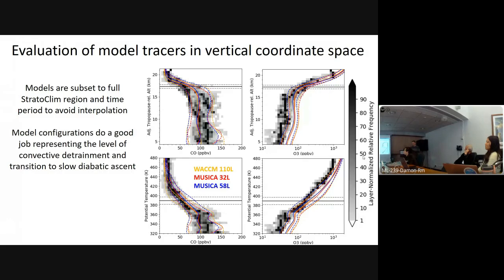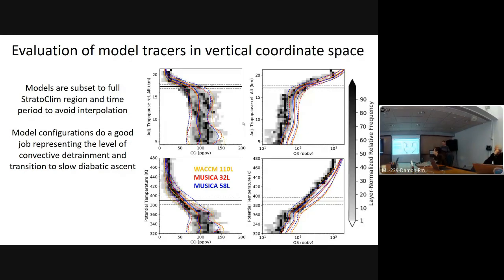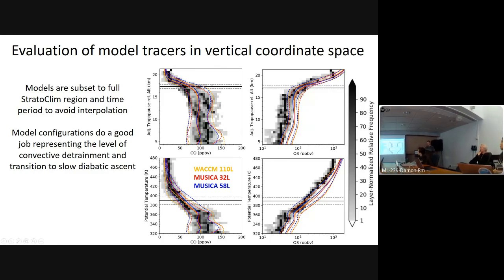Some nice things pop out here. The model configurations do a good job of representing the level of convective detrainment. You can see with my cursor that there are essentially two modes, one in the upper troposphere and one in the lower troposphere, shallow and deep modes of convective transport. The models are doing a good job of picking up on those two modes, as well as the altitude at which they're detraining. In potential temperature space, you can see a transition from convectively dominated to slow diabatic ascent into the stratosphere, and the models are capturing well the potential temperature at which that transition occurs.